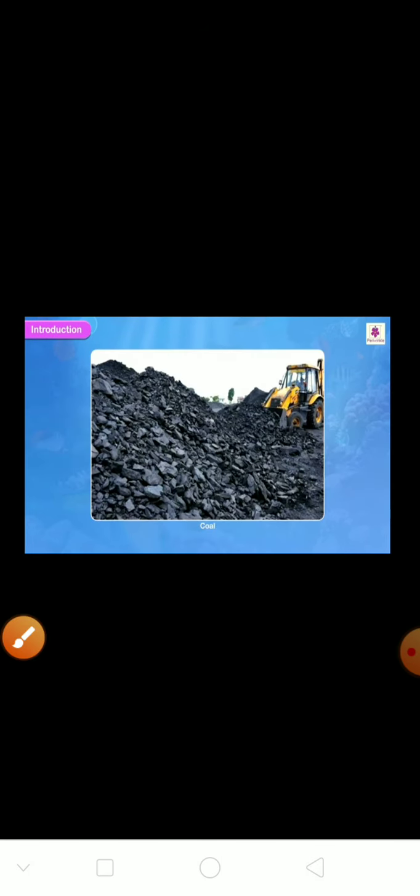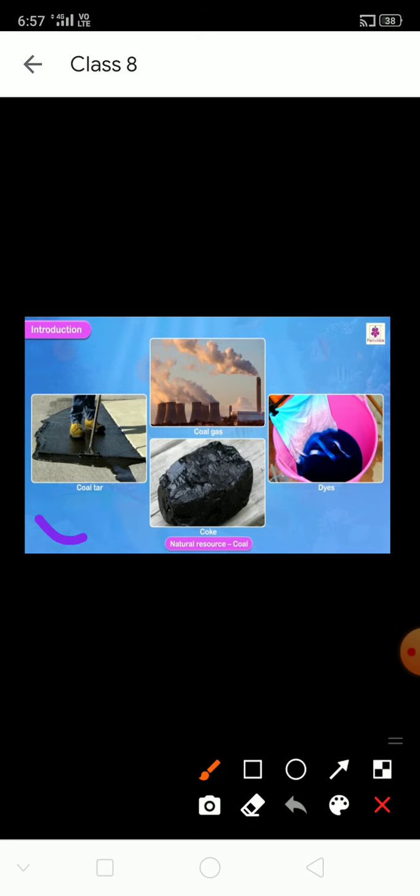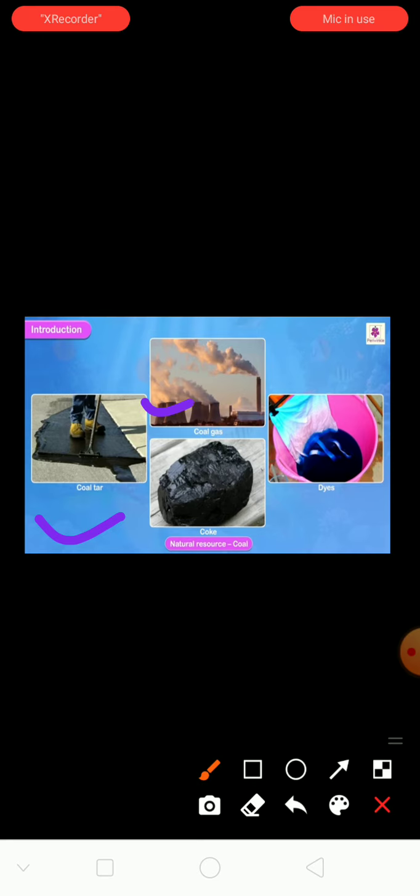In the next picture you see here coal. Coal is a natural resource. Afterwards, man is using this coal, so he makes coal tar, coal gas, dyes and coke, etc.